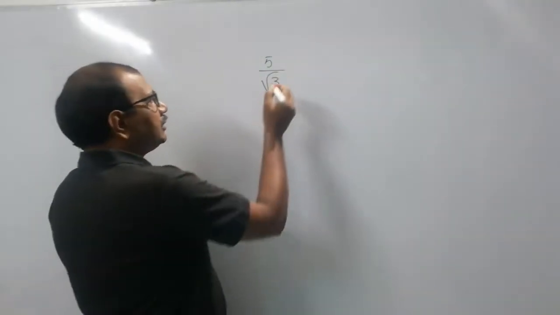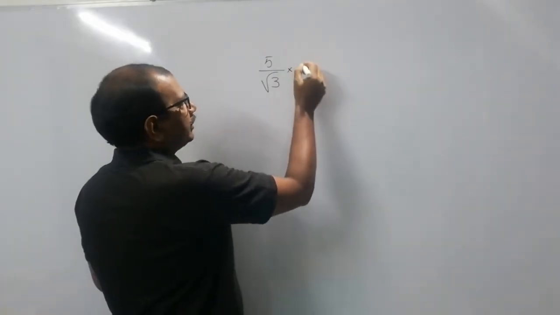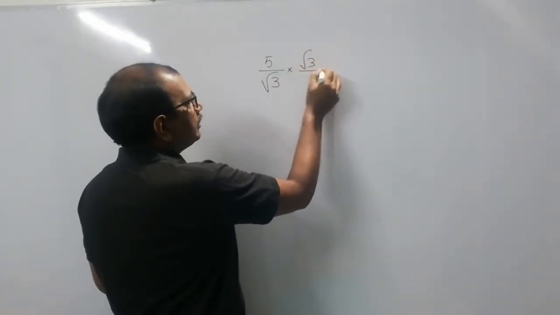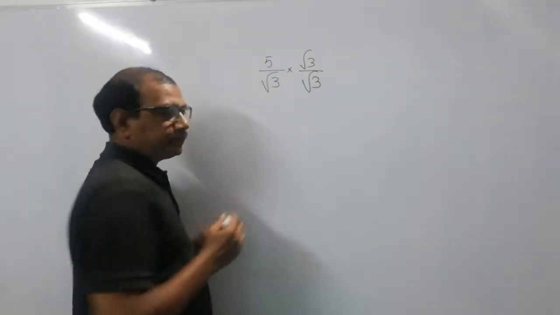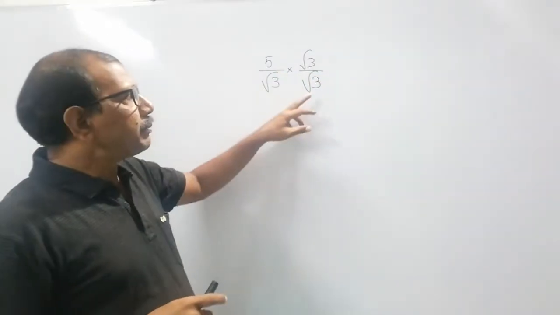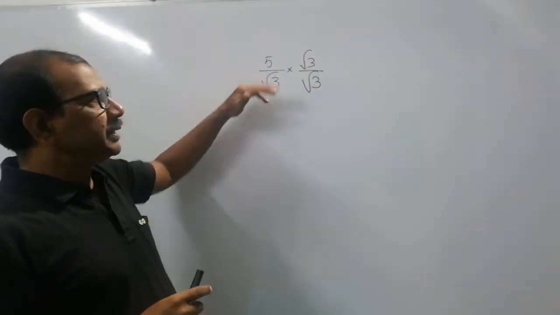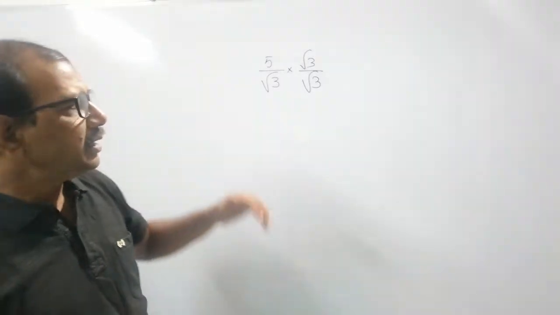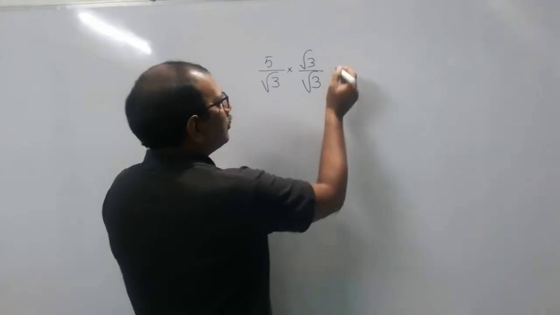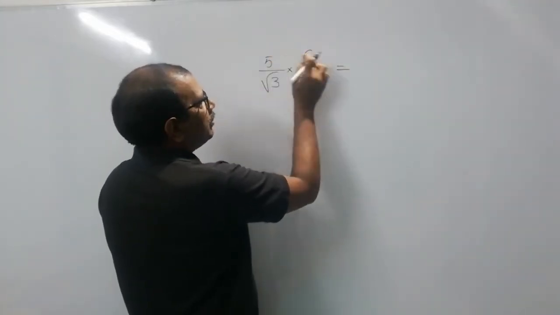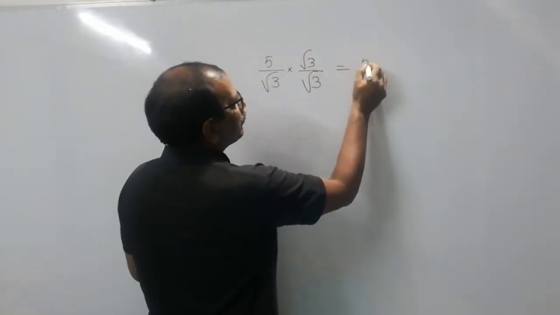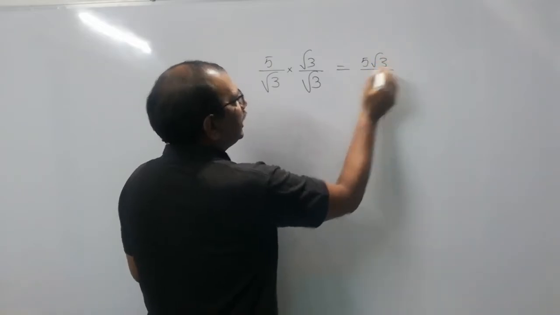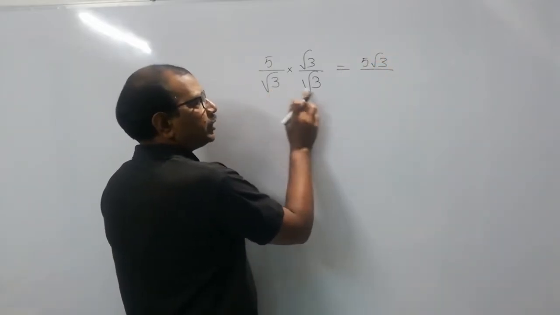इसीलिए हम क्या करते हैं? We multiply the numerator and denominator by root 3. Since we are multiplying the numerator and denominator by the same number, the fraction remains the same. And in doing so, the numerator will be 5 into root 3, that is 5 root 3, and the denominator root 3 into root 3 is 3.